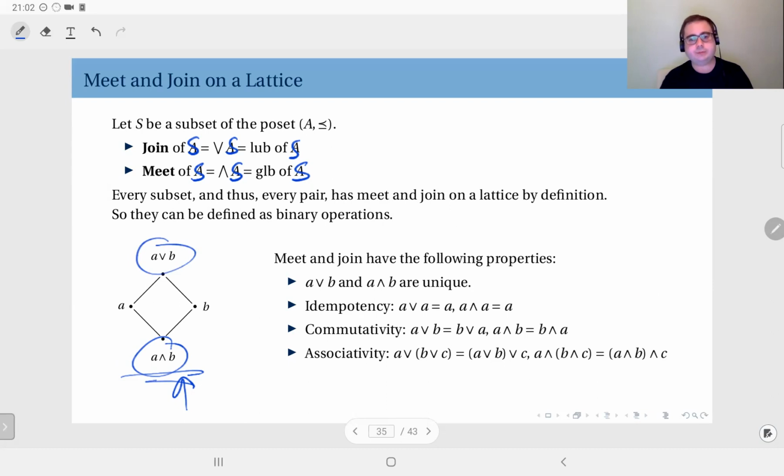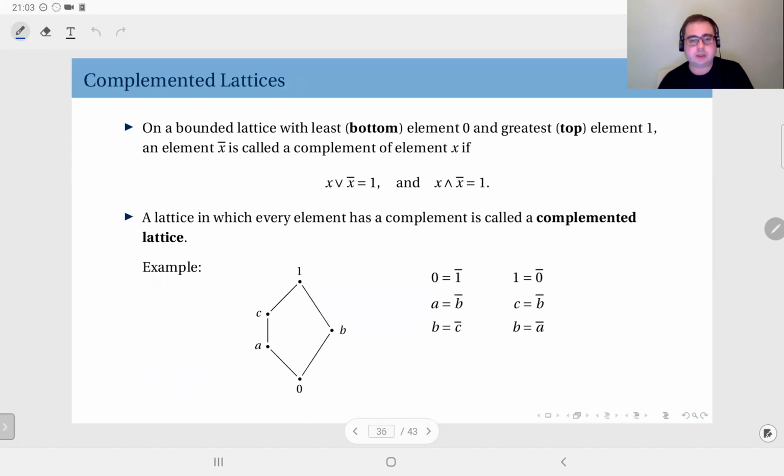And these operations have the following properties. First of all, the results of these operations are unique. And obviously these are in the set, so it's closed. And the operations are idempotent. So A join with itself is itself, and A meet with itself is itself. The operations are commutative. The order doesn't matter. And the operation is associative. Both meet and join are associative. So these are valid, okay?